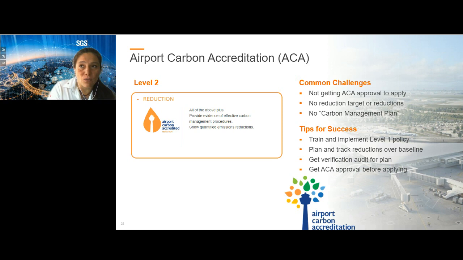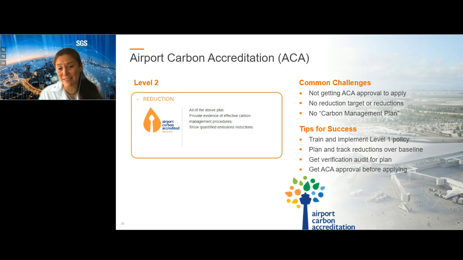Possibly better the other way around, because later I will explain that level 4 requires it to be absolute. So it's good if you start considering putting it absolute rather than per passenger, because sooner or later, when you arrive at level 4, it has to be absolute reduction. So think about migrating to absolute. And then, as I was telling you, prepare a carbon management plan, no?